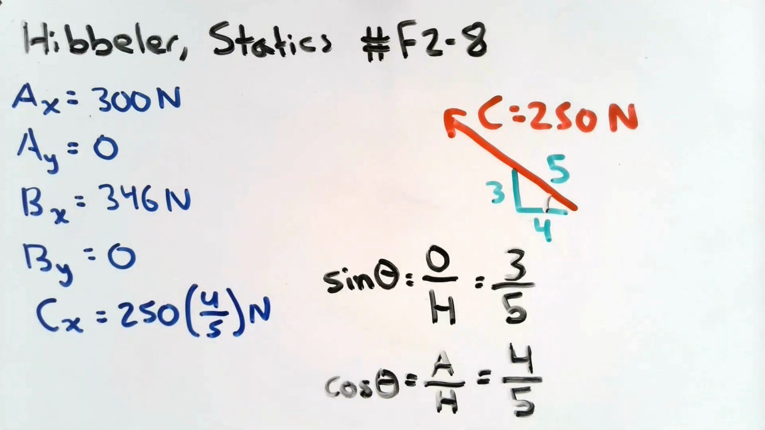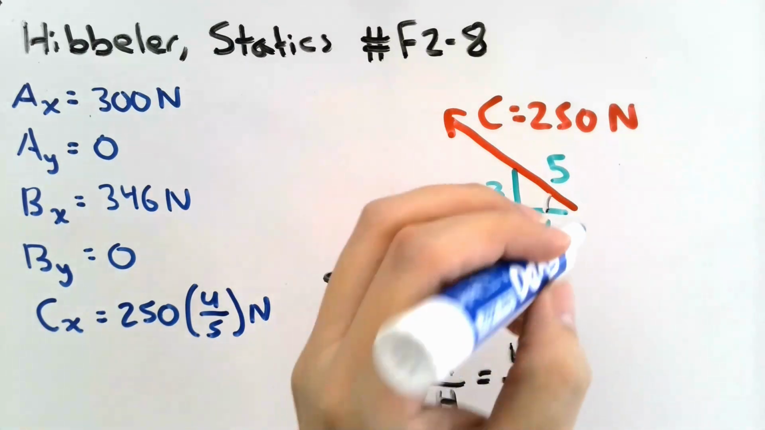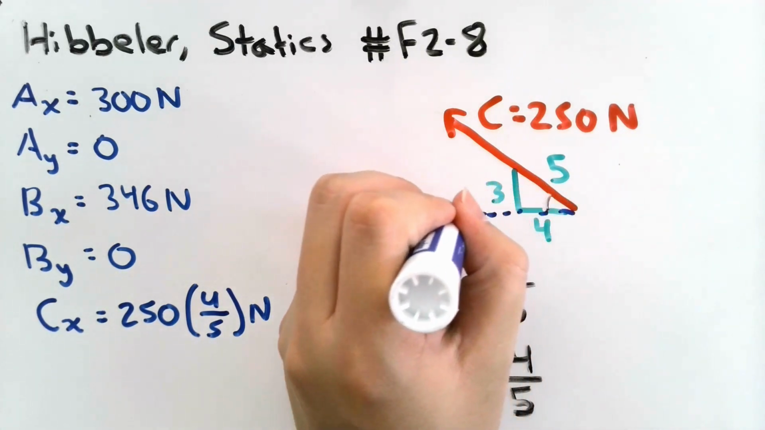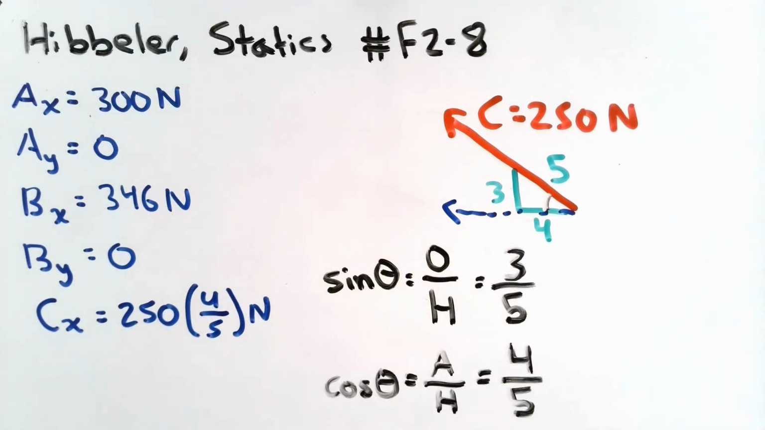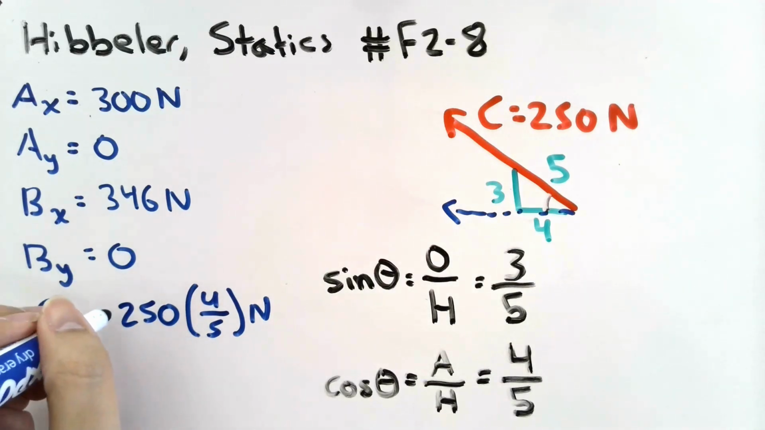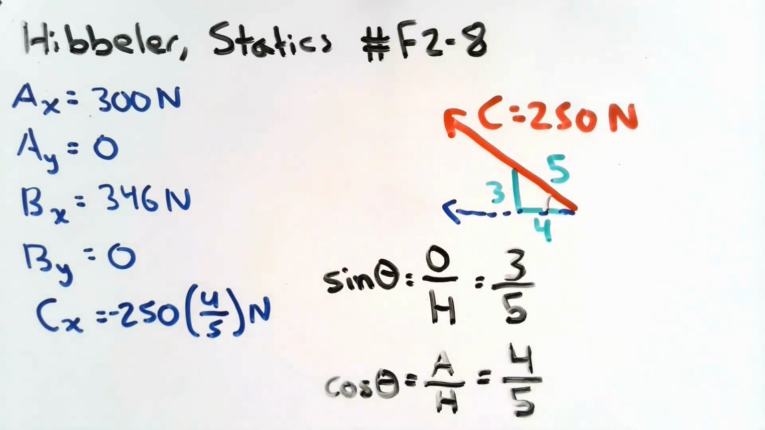Now there is something else that we need to keep in mind. Notice that the x component of my 250 Newton vector c will be acting along the negative x direction. Because it will be acting along the negative x direction, I do need to add a negative sign to my answer.